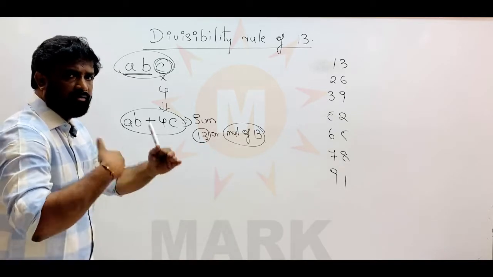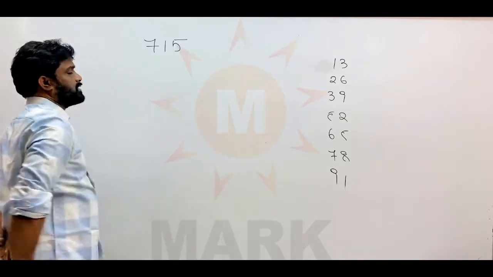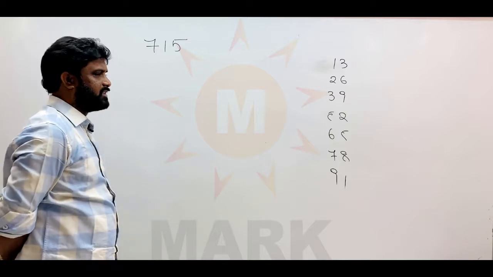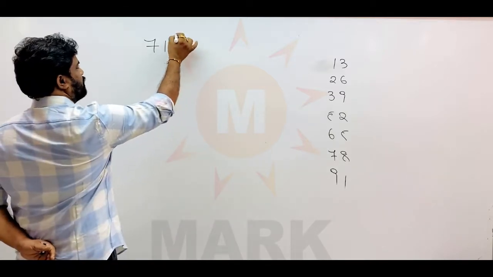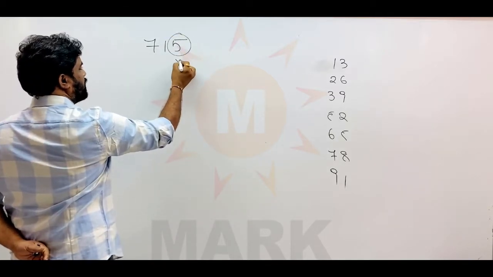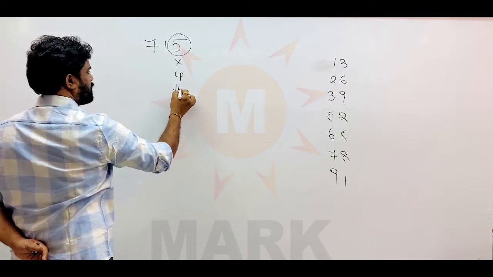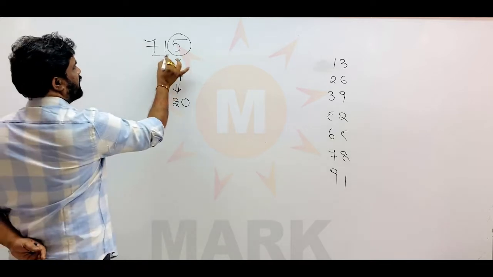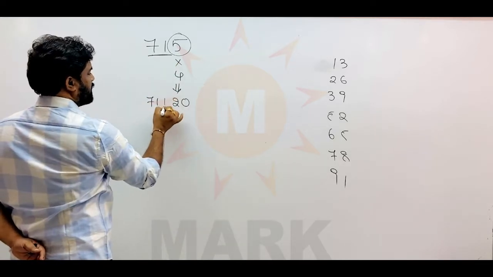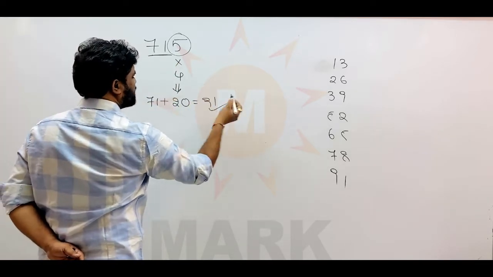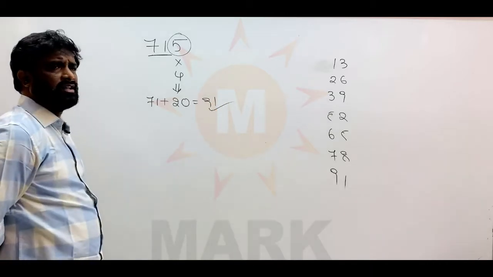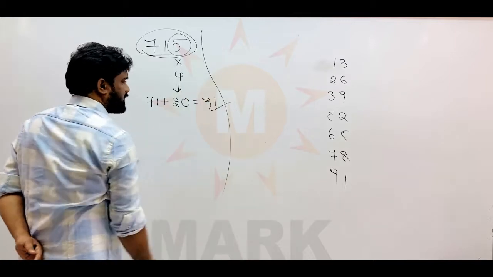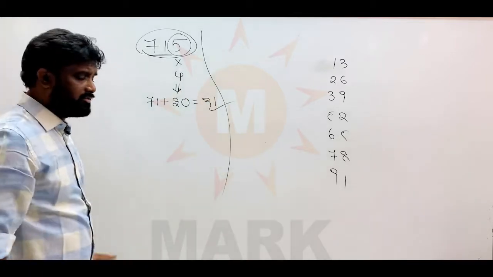We will take an example and see how to execute it. I am taking a number, 715. I know it is divisible by 13, but we will check with the divisibility rule. Friends, we multiply the units digit with 4. I got a product of 20. Now, what I said is to add it to the remaining number: 71 plus 20, that is 91. 91 is nothing but a multiple of 13. 13 sevens are 91. So clearly 715 is exactly divisible by 13.